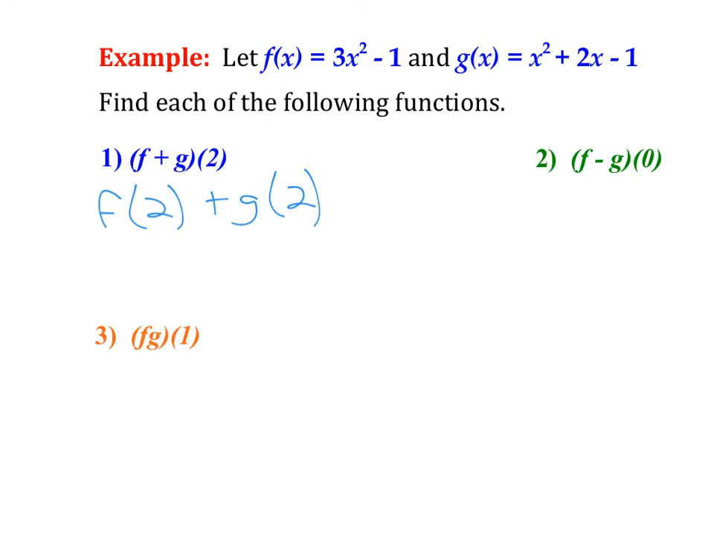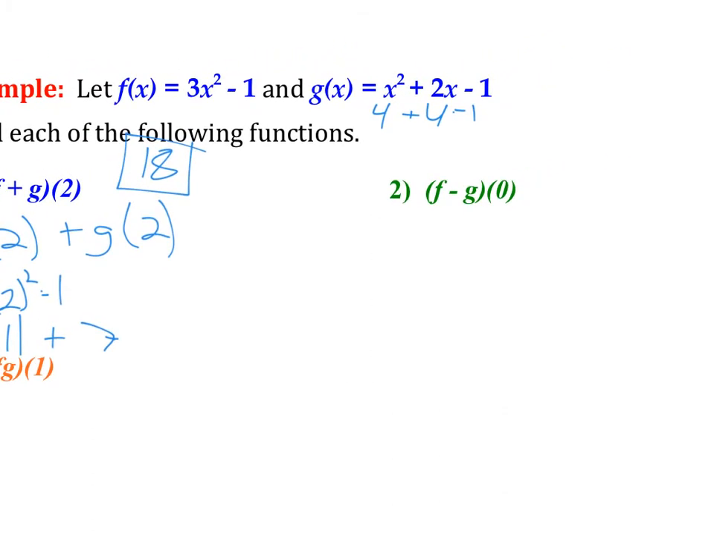So f of 2, right here, this is going to be, if I plug 2 in for x, 3 times 2 squared minus 1. Right? 3 times 2 squared minus 1. Well, 2 squared is 4. So 3 times 4 is 12, minus 1. That's going to be 11. So we're going to have 11 plus, let's see, g of 2. This would be 4 plus 4 minus 1. So 8 minus 1. That's going to be 7. So this first one's going to equate to 18.